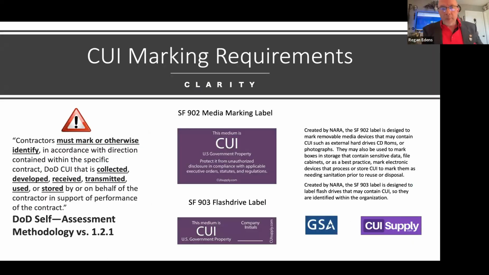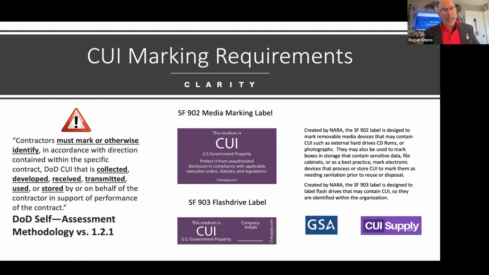So marking labels look like this. This is the SF 902 and 903. These marking labels are used for items, and I'm going to give you plenty of examples in the DoD Self-Assessment Methodology version 1.2.1, which you use in order to do a DoD self-assessment for the DFARS 7012 and the SPRS Supplier Performance Risk Score. It provides you this guidance in the very first paragraphs.